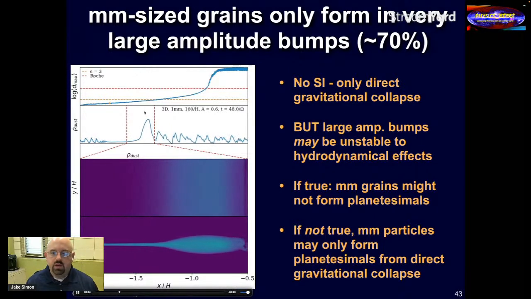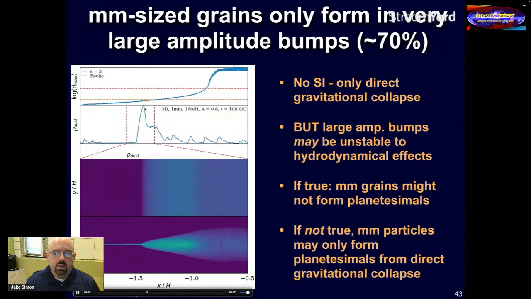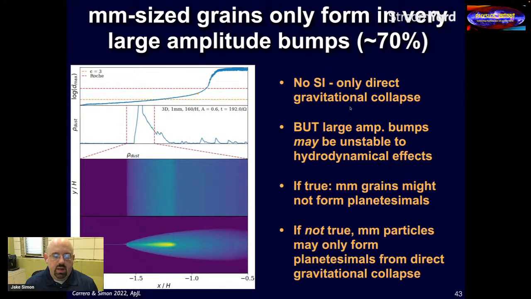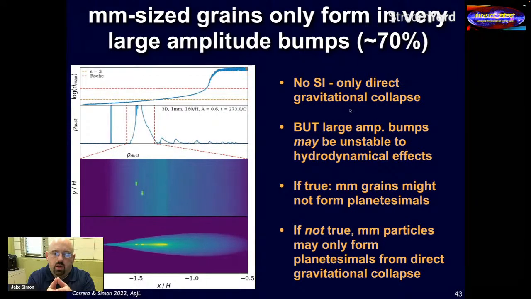So we made the bump actually have a local maximum. And when you do that, planetesimals actually do form, but they don't form from the streaming instability, only from gravitational collapse. Basically, what's happening is that pebbles are just piling up, and eventually there's so much of them in that trap that planetesimals are born, not from the streaming instability, but just for being crammed into a small space, right?